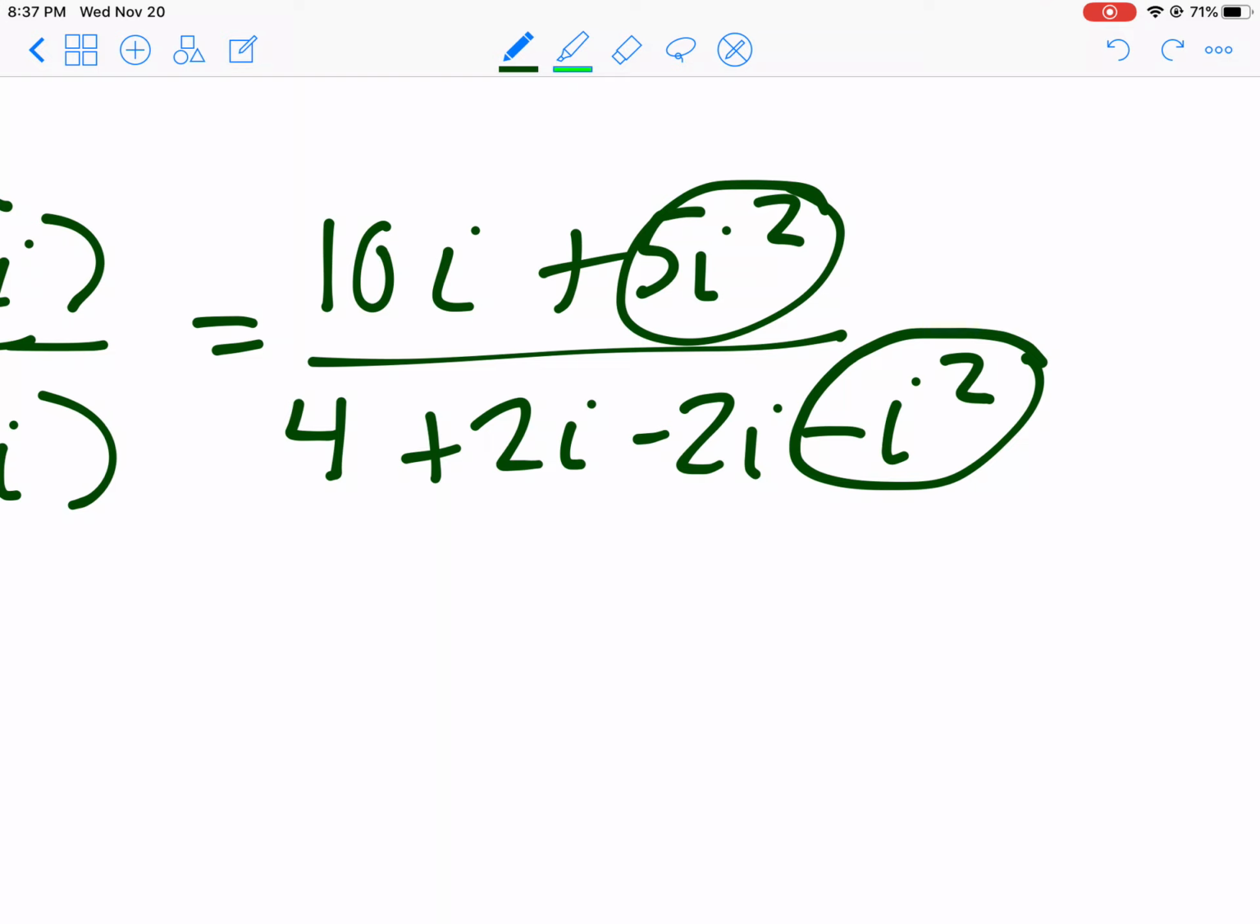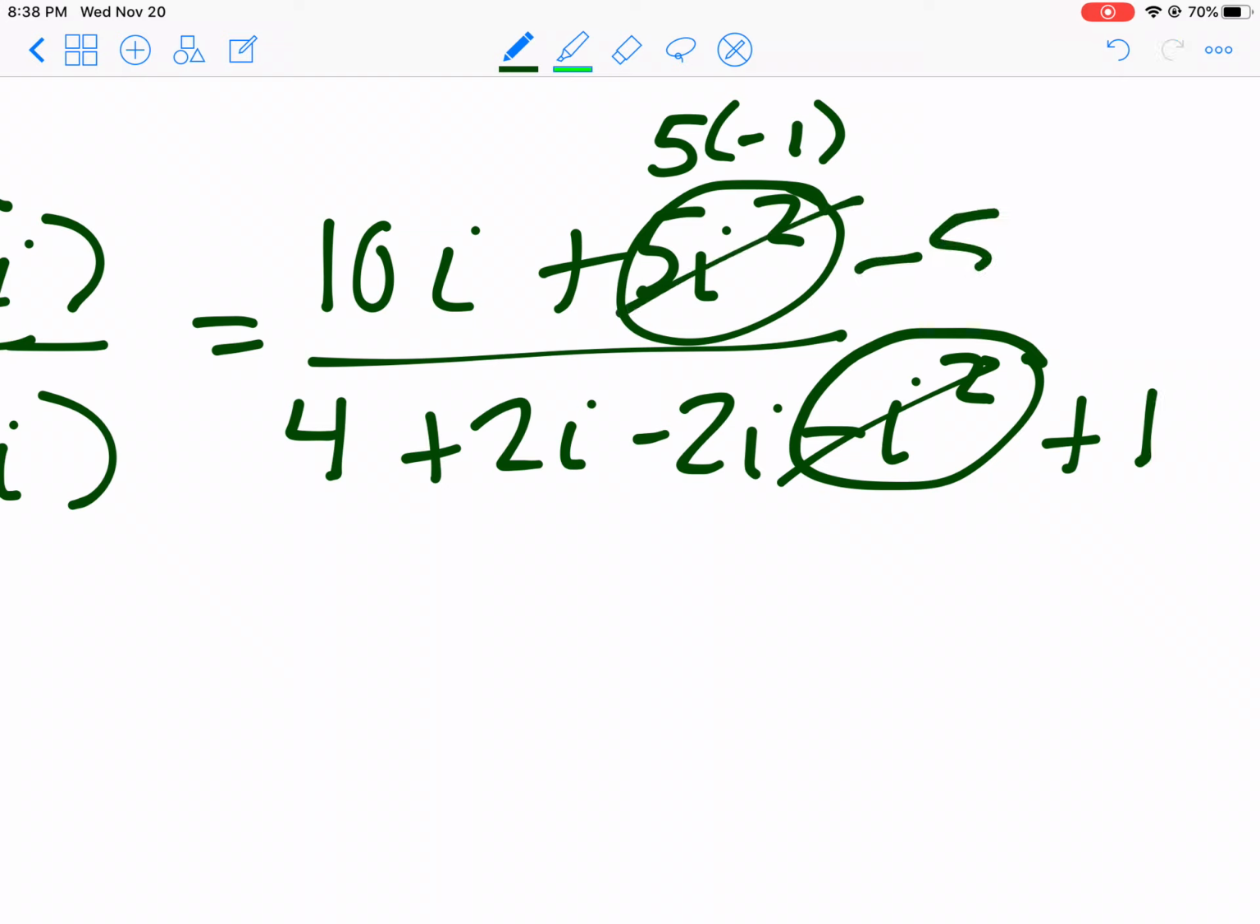So since i squared is -1, we're going to take 5 times -1, and down here we'll take essentially 1. We didn't put the coefficient there, but we could. -1 times -1. So this is going to become +1, isn't it? So negative i squared is -1 times -1. It becomes +1. 5i squared is 5 times -1. It's going to become -5. So my simplified numerator is -5 plus 10i.